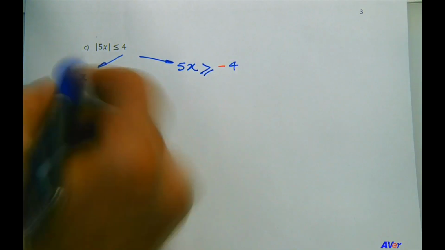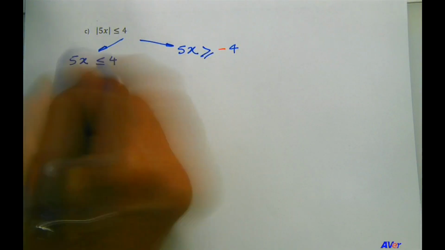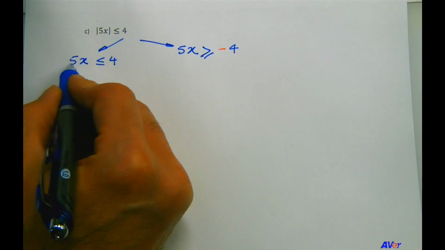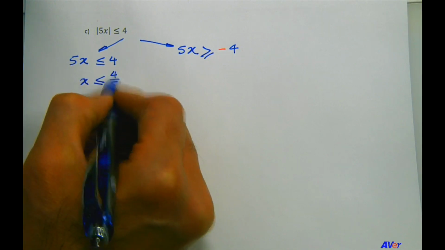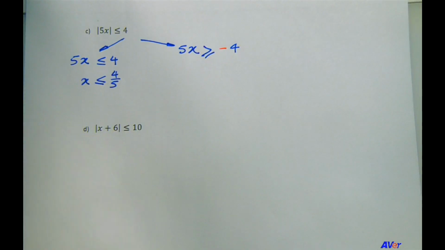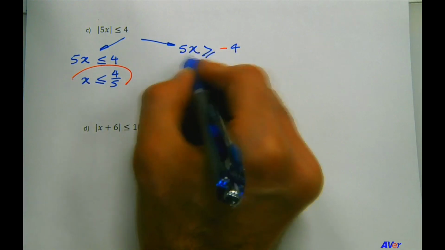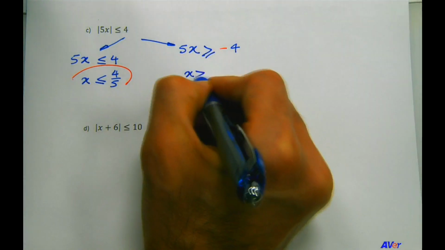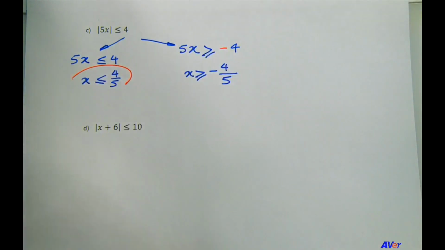Okay, so let's solve for x using each path. So x needs to get isolated, right? It's got a 5 next to it. We need to get rid of the 5, so divide both sides by 5. So x less than or equal to 4 over 5. Okay, so that's the solution from this piece. From this piece, again, divide both sides by 5. We get x greater than or equal to -4 divided by 5. Here's the second solution, right?